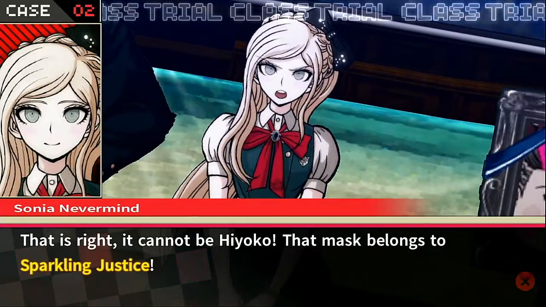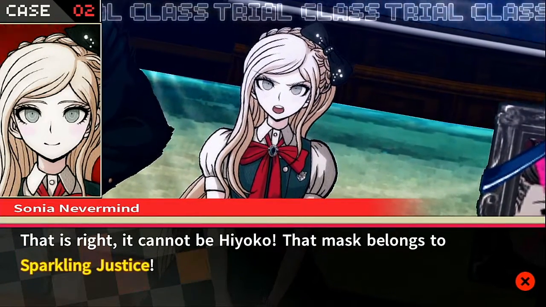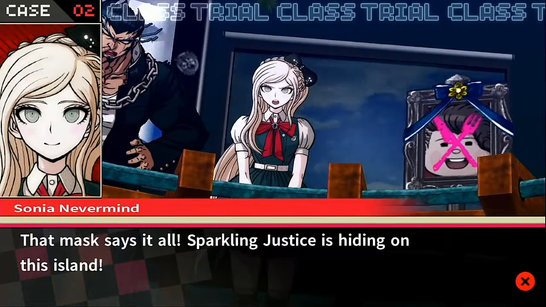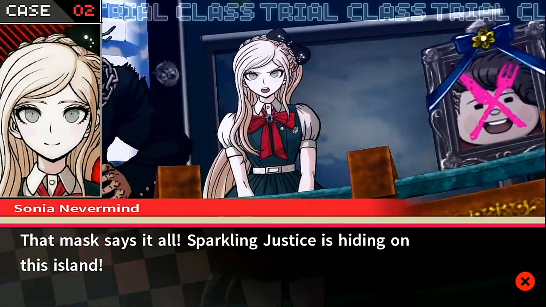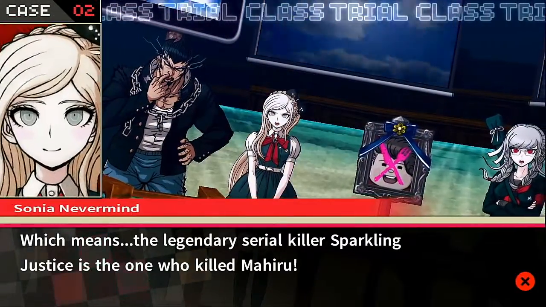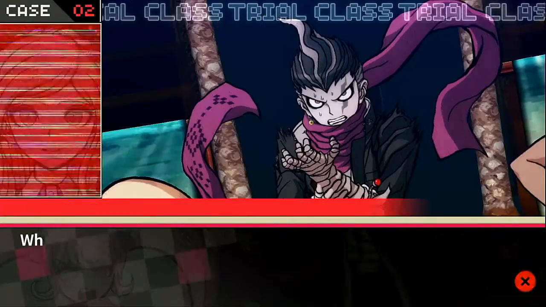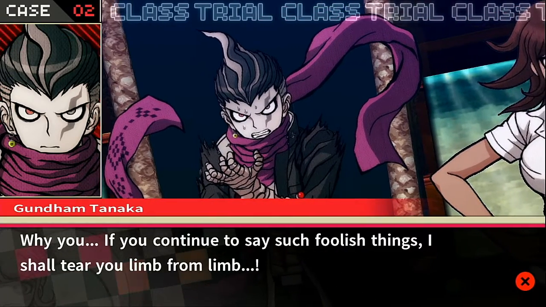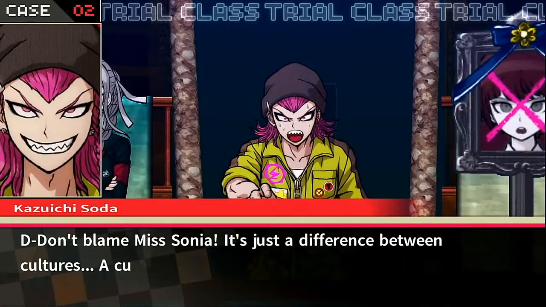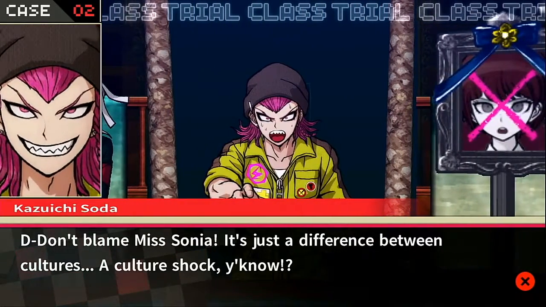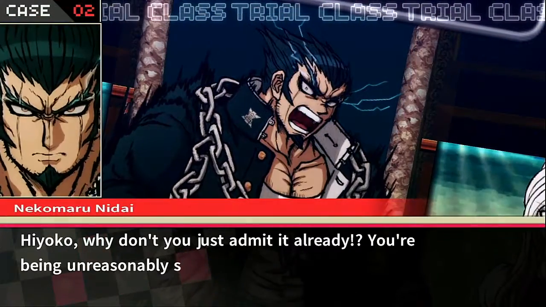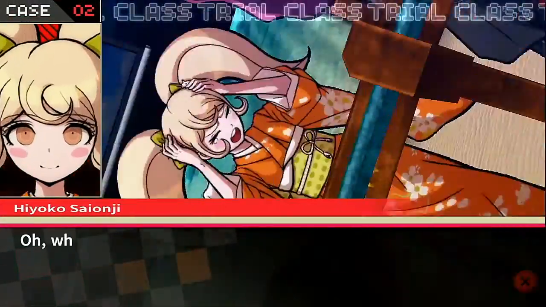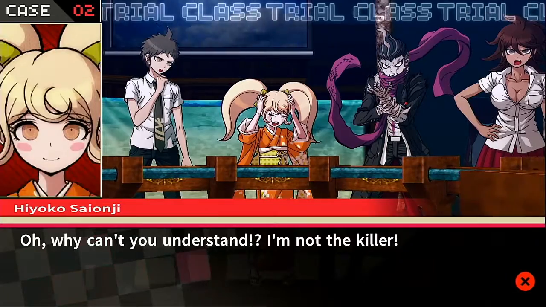That is right. It cannot be Hiyoko. That mask belongs to Sparkling Justice! Huh? Sparkling what now? That mask says it all! Sparkling Justice is hiding on this island! Which means the legendary serial killer Sparkling Justice is the one who killed Mahiru! Why, you? If you continue to say such foolish things, I shall tear you limb from limb. Don't blame Miss Sonia. It's just a difference between cultures. Culture shock, you know? Yoko, why don't you just admit it already? You're being unreasonably stubborn. It's all in your head! Oh, why can't you understand? I'm not the killer!